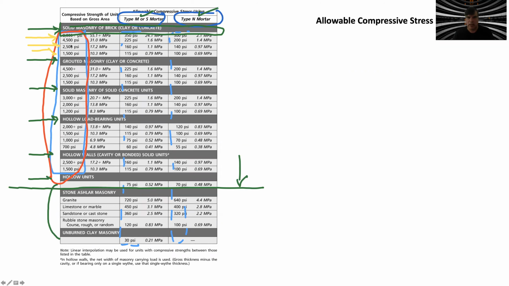If, on the contrary, I tell you this problem has a particular wall, for example, again, the one at the top, solid masonry of brick, clay, or concrete, you will choose 2500 if that is the PSI that is supported. You don't need to go up. Well, it's equal to 2500 or less, equal to 1500 or less.